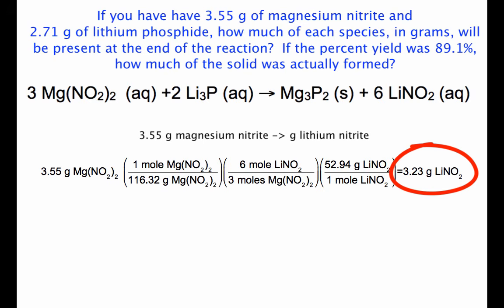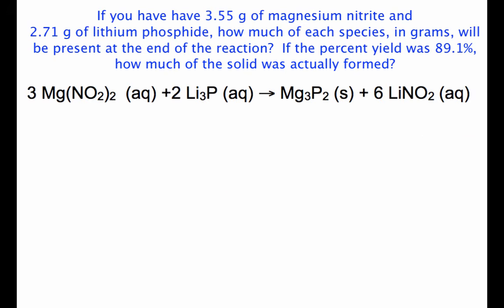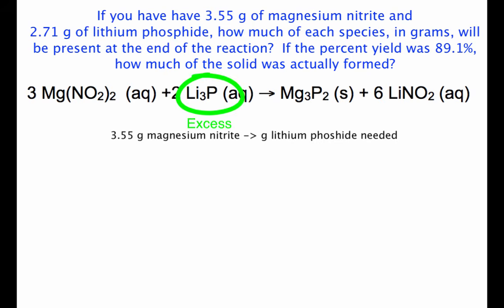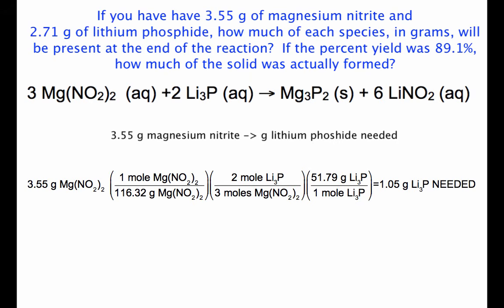Step 6. Using that reactant again, how much of the other reactant, which is considered the excess, will you need? The other reactant is lithium phosphide. So go from magnesium nitrite to lithium phosphide. I will give you time to work on it right now. I hope you got 1.05 grams of lithium phosphide, and this is what you need for the reaction to occur.